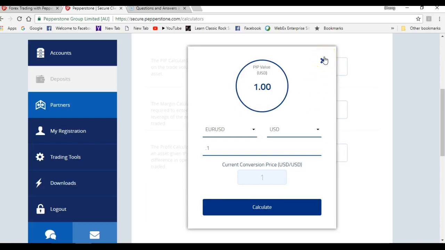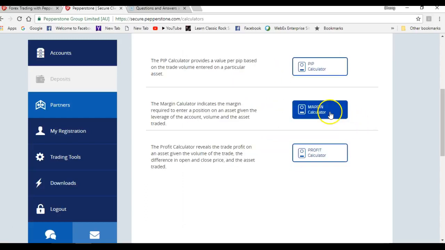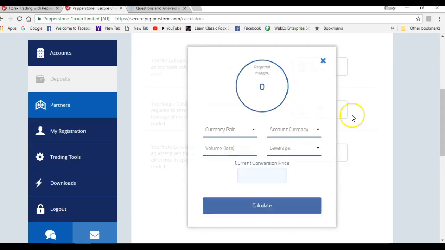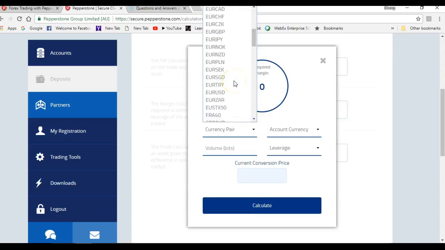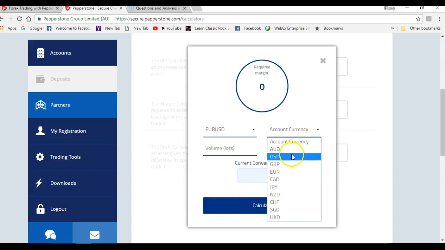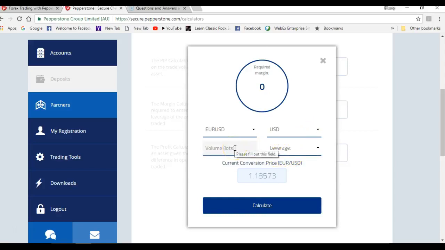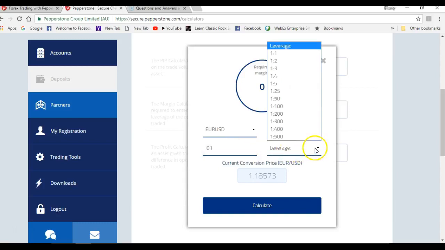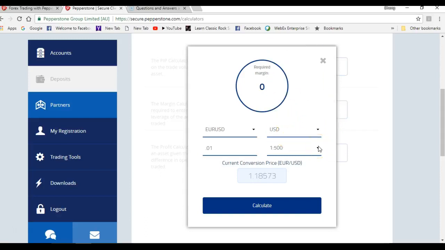I will teach you more, let's say you want the margin. This is about margin, how much money I'm going to use if I don't have leverage. I will choose again Euro US dollar. I think we have a lot of training here on this portion, so I'll give you extra knowledge. Volume lot size 0.01, and then I have leverage of, maybe I just put it like 1:500. This is the leverage that the company has offered. It depends on your brokerage.